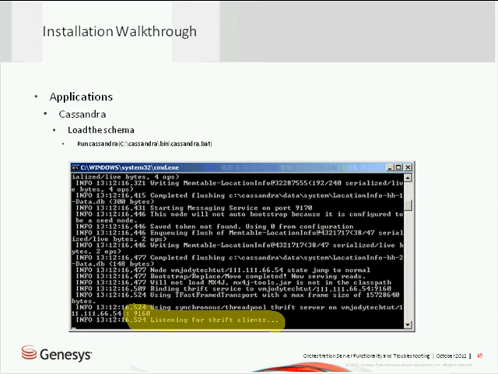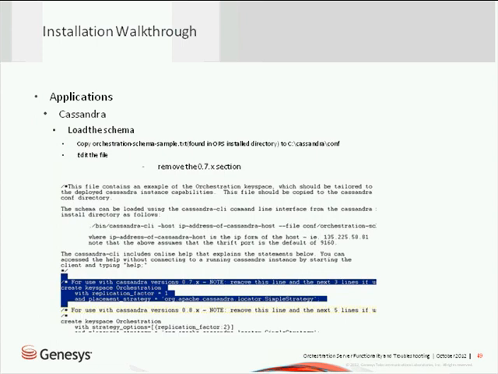Now we actually have to initialize the database. To do that, we're going to grab the file called orchestration-schema-sample.txt, and this is found in your ORS install directory. Wherever you installed ORS, go grab that file, copy it over to the Cassandra/conf folder, and then you have to edit it.